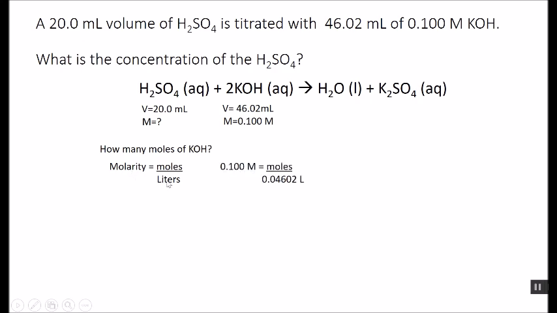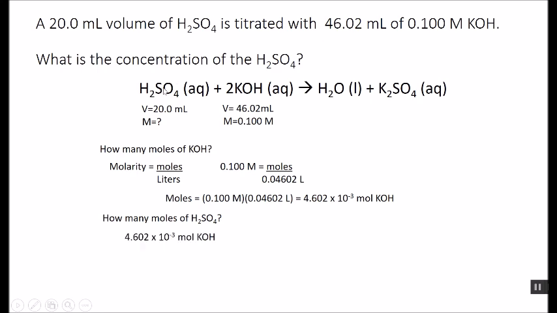So let's start there. 0.1 molar, that's our concentration. I've taken that 46.02 and converted it from milliliters to liters. And once we've got that, we can just solve for moles. So 0.1 times 0.046. This is the moles of potassium hydroxide in the reaction. So now, what are we trying to do? Let's remind ourselves. We're trying to figure out the moles of sulfuric acid, and right now we have moles of potassium hydroxide. So to get to moles of sulfuric acid, we're going to need this relationship, the 2-to-1 ratio, from the balanced equation. We reacted 4.6 times 10 to the negative 3 moles of potassium hydroxide.